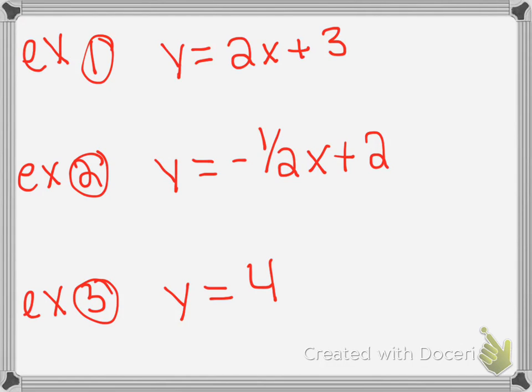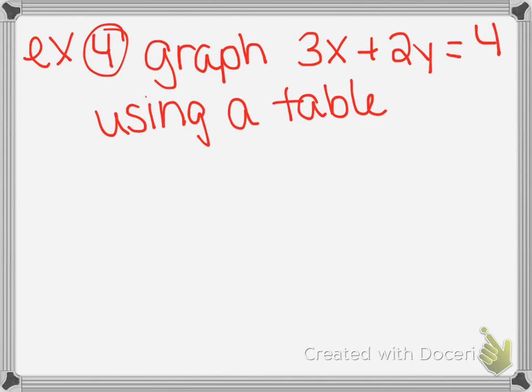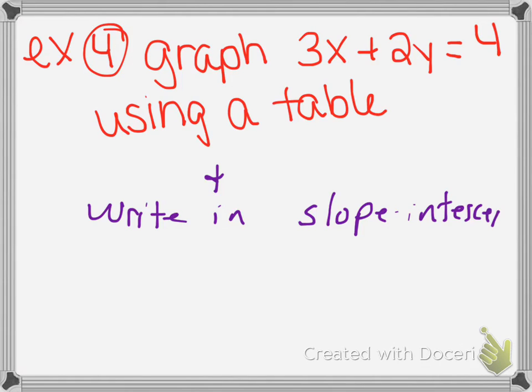Here's example 4. Now, with example 4, we're going to graph using a table: 3x plus 2y equals 4. And we'll write this in slope-intercept form. Okay, I'm not a neat handwriter. Miss Seidel wrote some of this, and I'm writing some of it now. You can tell which is which.